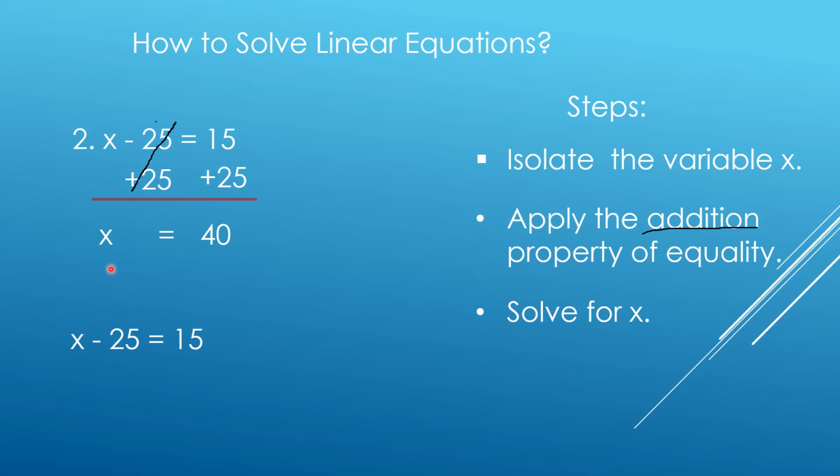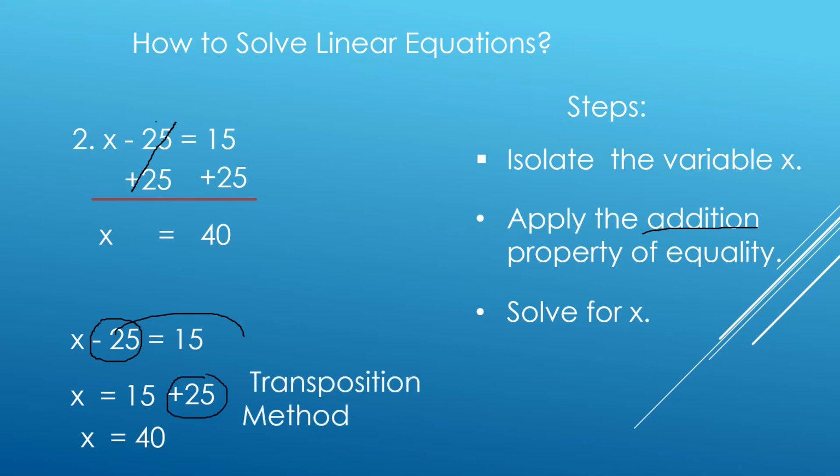Okay, so here is how the transposition method works. It means we are just simply moving this to the other side of the equation. And if this is minus here, this becomes plus here. So x is equal to 40. This is just a suggestion, but the proper way to solve this is following the properties of equality. This is just the shortcut of the addition property, or the shortcut of the subtraction property.